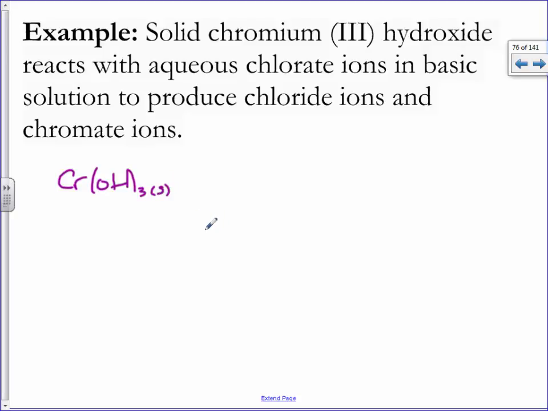Right off the bat, I'm fairly familiar with that particular table. I don't believe chromium 3 hydroxide as a solid is on that table. Makes sense? If it was, I would try to use it to help, but it's not useful right now. So what do you think the Cr(OH)3 is going to turn into? Is it going to produce the chloride ions or the chromate ions? Probably chromate, right?